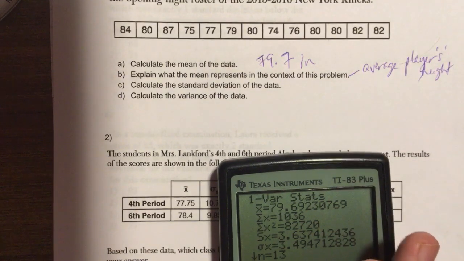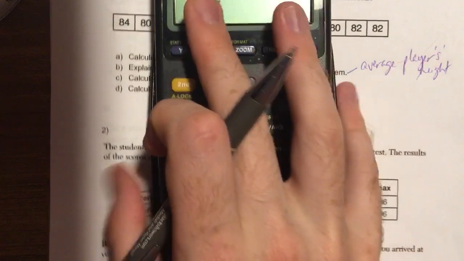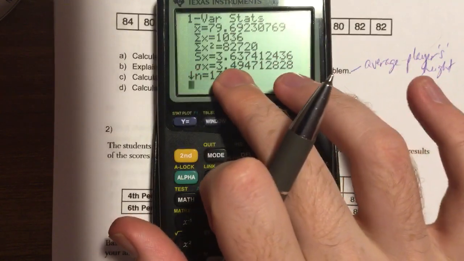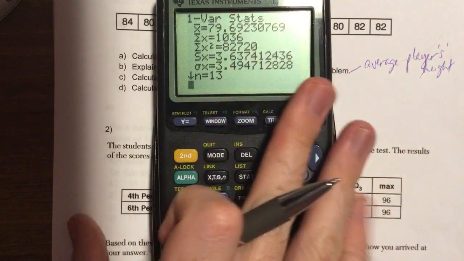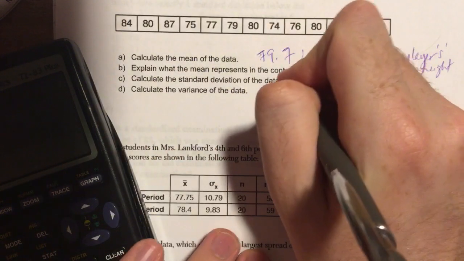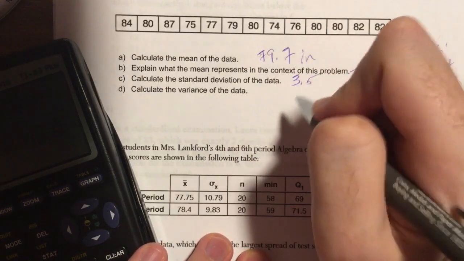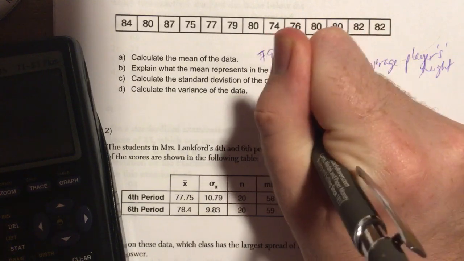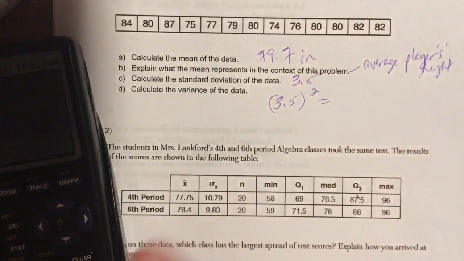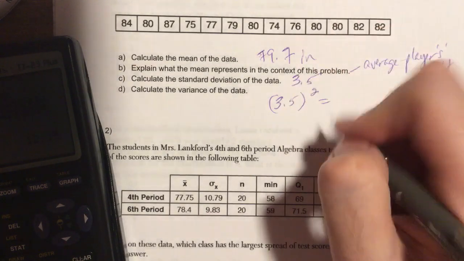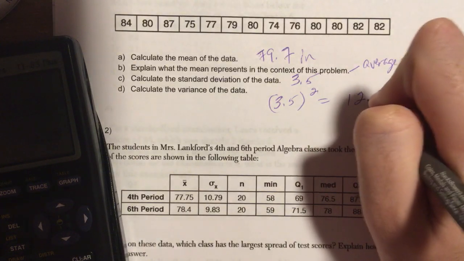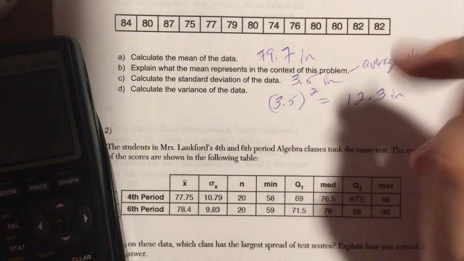The standard deviation would be right above; n is 13, the number of values. The standard deviation is this symbol right above it. So that would be 3.5 if we rounded to the nearest tenth. And we can take that value and square it to get the variance, which is going to come out to be 12.25, which I will round to the nearest tenth to be 12.3, and these are all in inches.